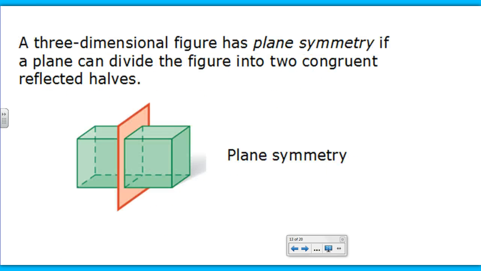So three-dimensional figures can have symmetry. We call this sort of symmetry plane symmetry, if a plane can divide the figure into 2 congruent reflected halves. So this rectangular prism has been divided into 2 congruent reflected halves by this plane. This is an example of plane symmetry.